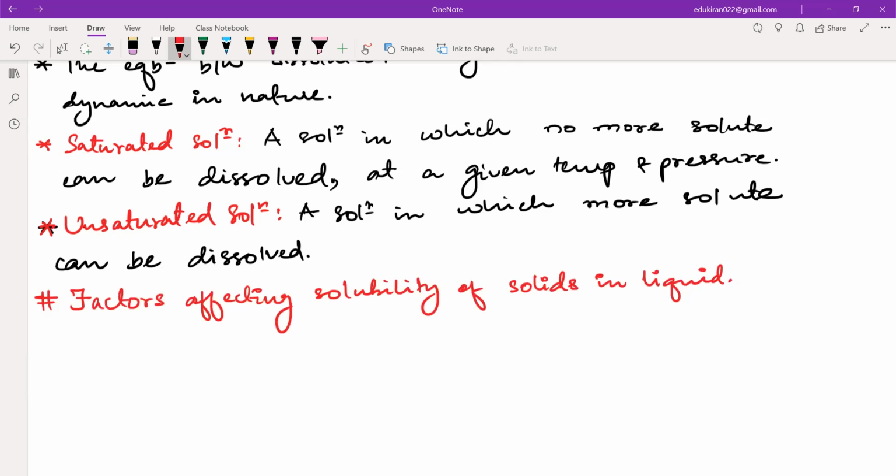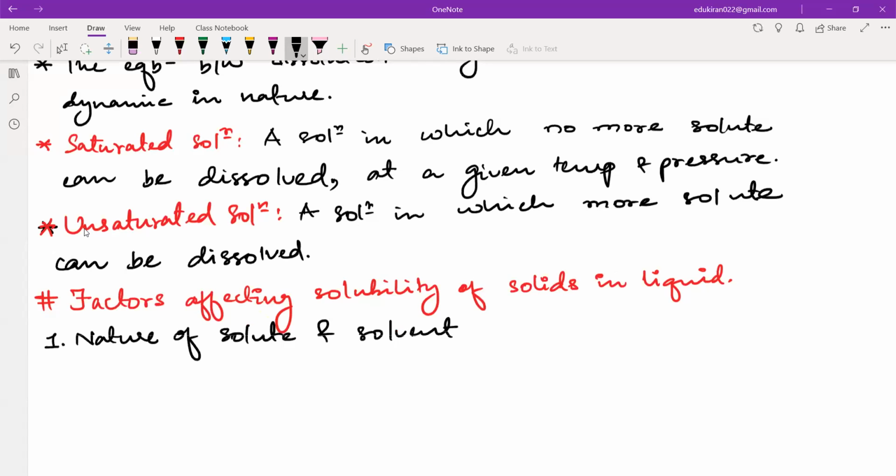Okay, so the first criterion of the factors affecting solubility is the nature of solute and the nature of solvent. What type of solute and solvent we are using is going to affect the solubility. So the first point is nature of solute and solvent.